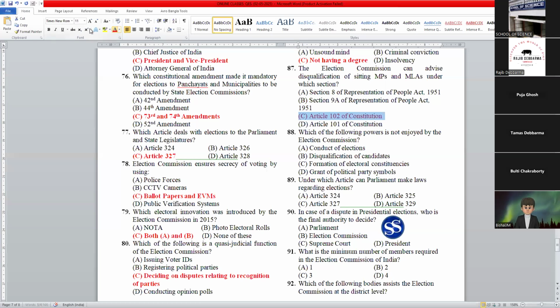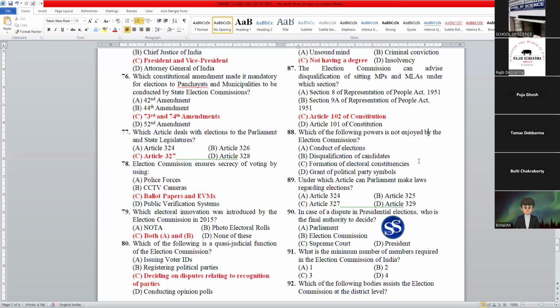Article 102 of the Indian Constitution deals with the disqualification of members of Parliament, MPs. This article specifies the grounds on which an MP can be disqualified, which may include being of unsound mind, having been declared an insolvent, being convicted of a criminal offense punishable with imprisonment for 2 or more years, holding an office of profit under the government.